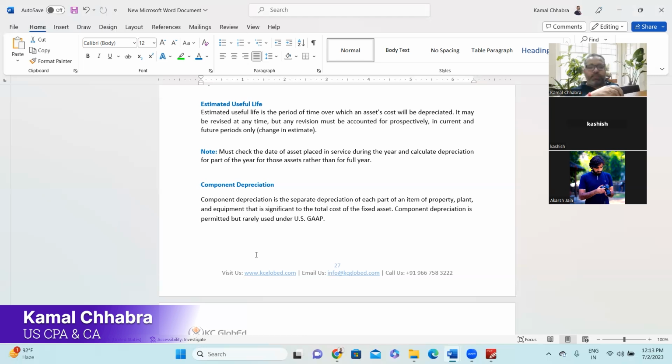IFRS में सबसे पहले इंट्रोड्यूस हुआ था और उसके बाद gradually India has also used component depreciation, and now US GAAP also added the component depreciation concept. So, what is component depreciation?